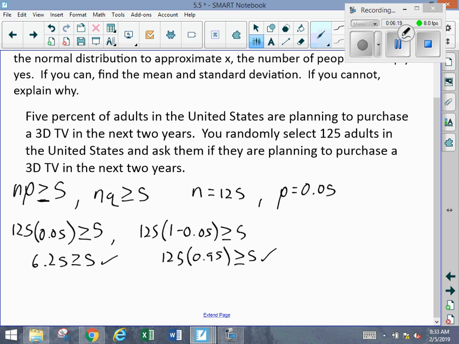All right, so we have a formula that tells us that the mean is n times p. So the mean, mu, is n times p, which in this case is going to be 125 times 0.05, which turns out to be what we calculated before, 6.25.